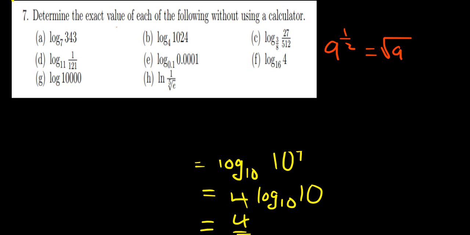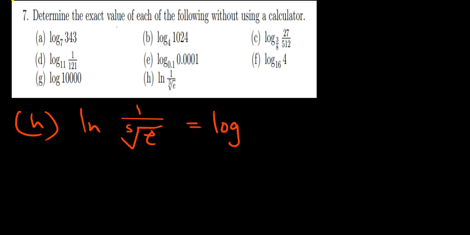Let's look at the last one now. The last one is H, and we've been given a natural log there, which is the ln. We have ln of 1 divided by the fifth root of e. When you see ln, it just means log to the base e. So this ln here means log to the base e. And now we have 1 over the fifth root of this e here.